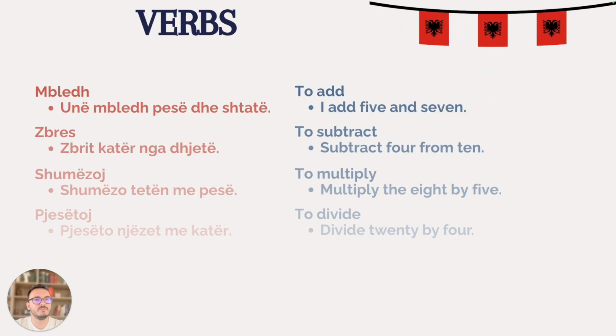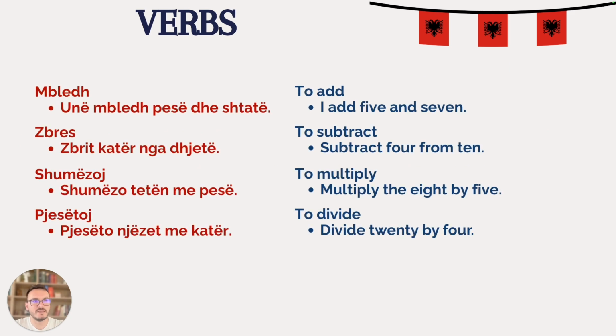Now we have some important verbs in maths. We have mbledh, to add. Un mbledh 5 dhe 7. I add 5 and 7. Zbres, to subtract. Zbrit 4 nga 10. Subtract 4 from 10. Zbrit is in the imperative here. Subtract, telling someone to do this.